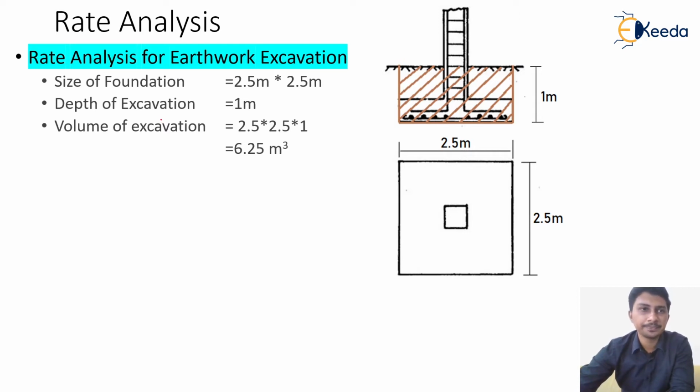I'll be telling you. The first thing given to us is the size of foundation, 2.5 by 2.5 meter, and the depth of excavation is 1 meter. So the total volume of excavation is 2.5 by 2.5 by 1 meter, that is equal to 6.25 meter cube. This much amount, shown in brown lines, is the amount of excavation I need to do. So this is the problem statement we have.